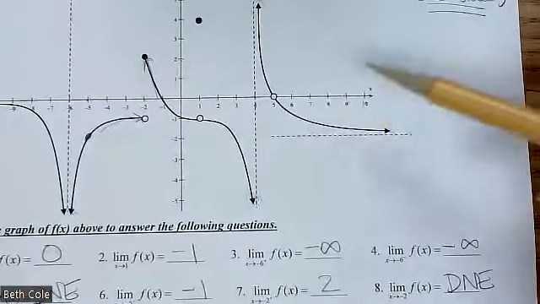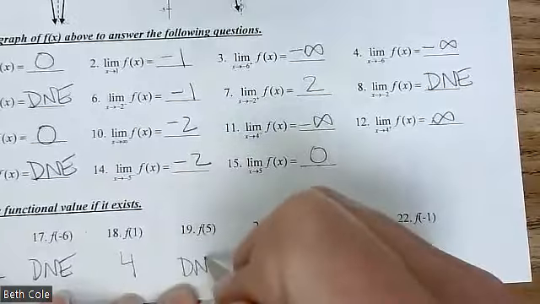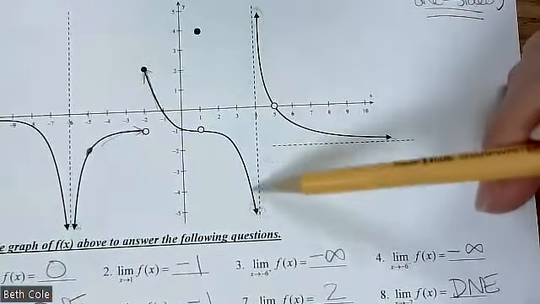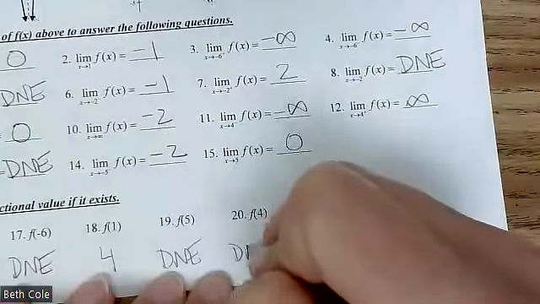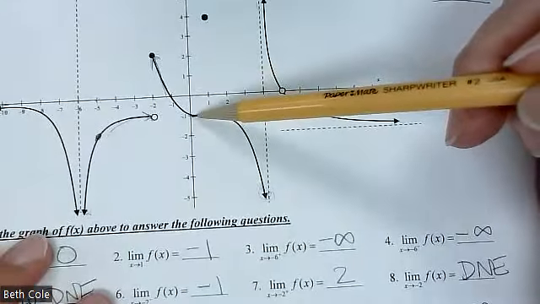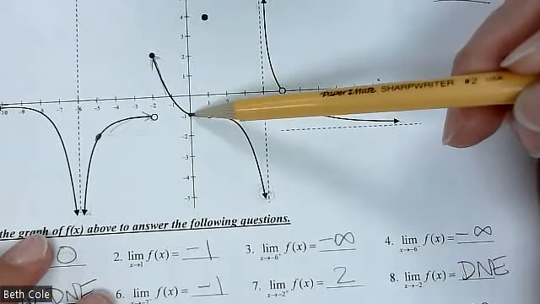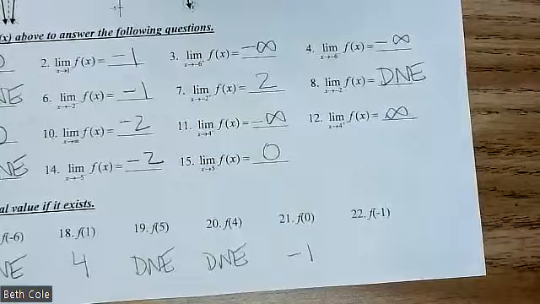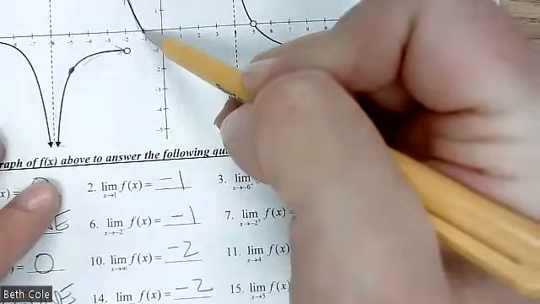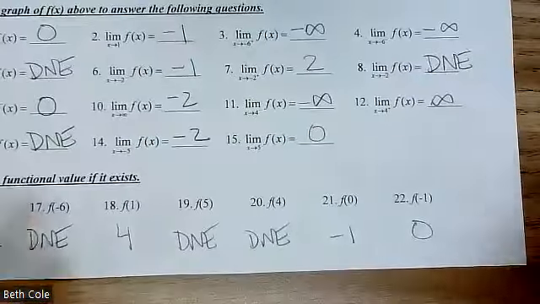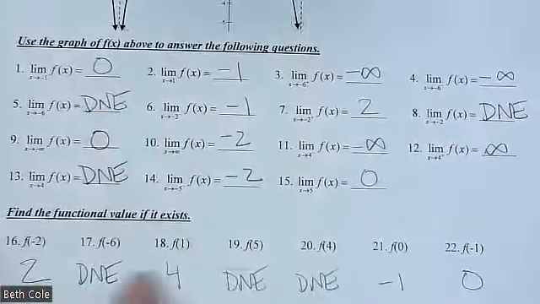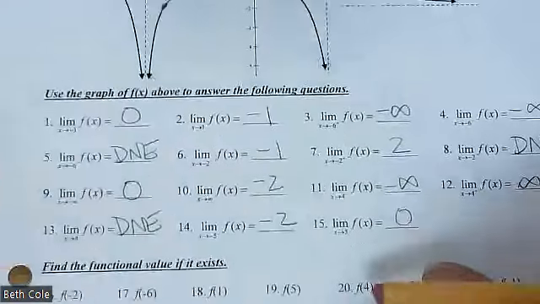All right, f of 5 does not exist. F of 4 also does not exist. F of 0 is -1, good, right there. And then f of -1 is what? 0. So do you get the difference between limits, which is a behavior, and actual values, which means is it actually there? Okay.